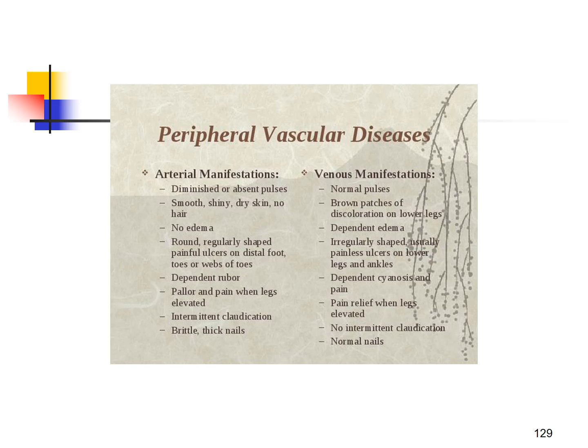Round, regular-shaped, painful ulcers on the distal foot, toes, webs of the toes. That's artery. Venous ulcers are irregularly shaped and painless, on the lower extremities. Artery: dependent rubor, elevation pallor and pain when legs are elevated. Vein: dependent cyanosis, and pain relief when legs are elevated. Intermittent claudication for artery; no intermittent claudication for vein. Brittle, thick nails for artery, normal nails for vein.